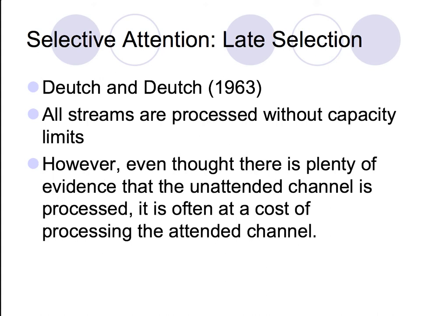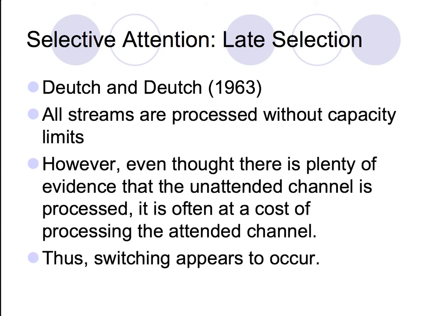So even though there's plenty of evidence that the unattended channel is processed, it's often at a cost of processing the attended channel. If you switch between channels, your ability to process information in the unattended channel, regardless of what channel that is, is very, very poor. So it seems like we're switching back and forth between channels, and it's very unlikely that we're processing all channels at a semantic level. So again, switching appears to be occurring.